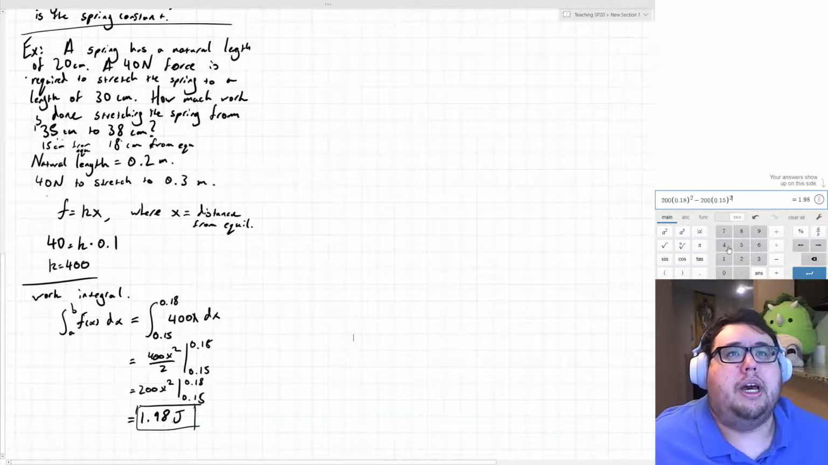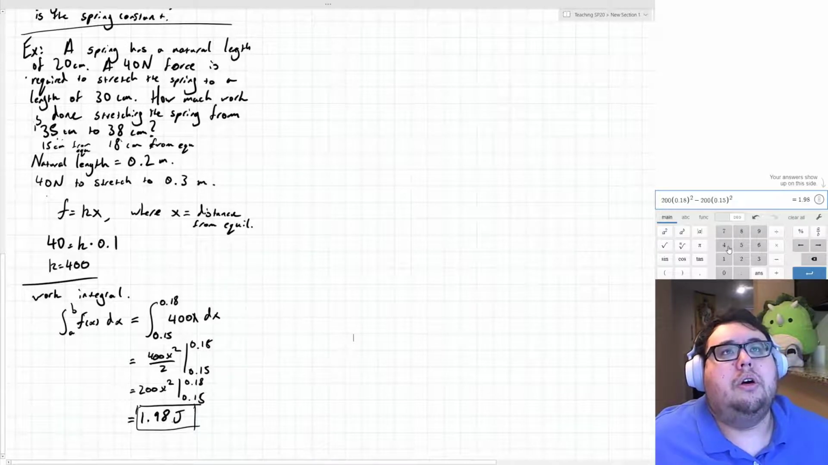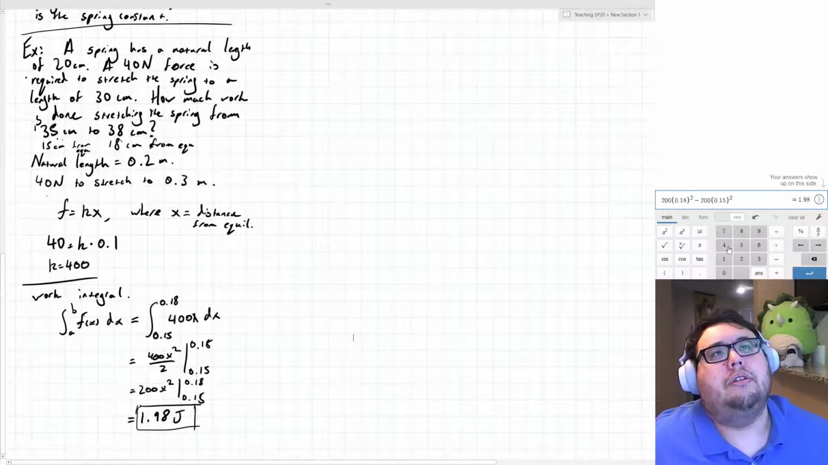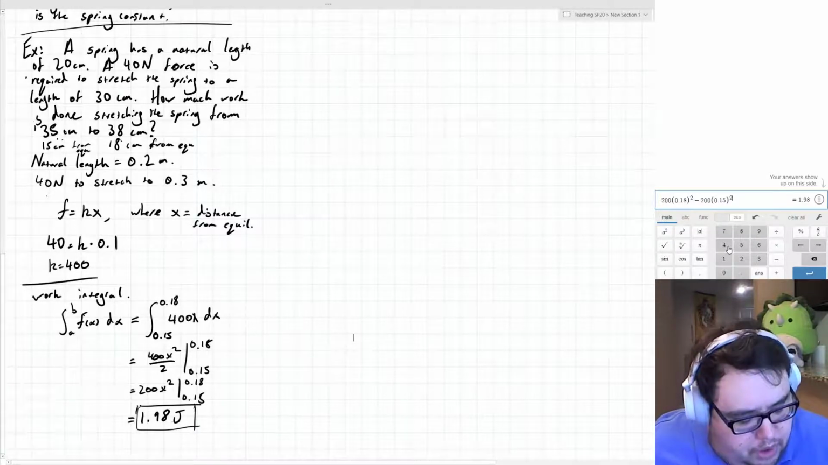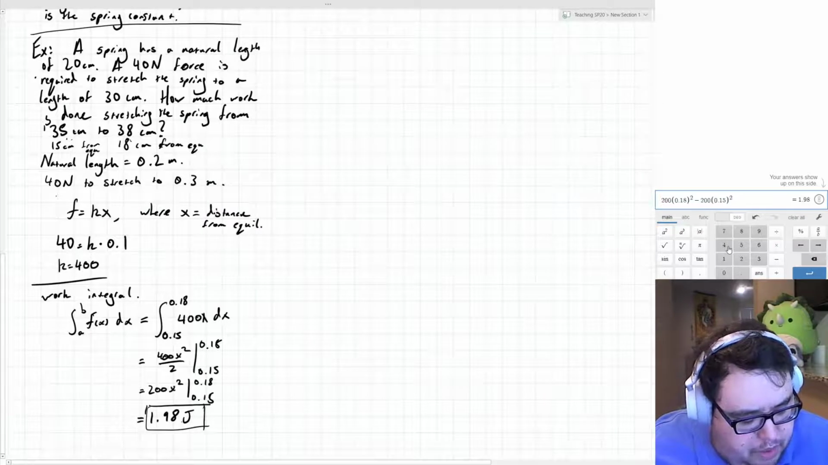Where am I dividing the length by half? So equilibrium is at 20 centimeters, right? So first off, 18 is not half of 38. So what is the equilibrium position for the spring? So what is the distance between equilibrium and 38 centimeters? So these come from the distances from equilibrium.